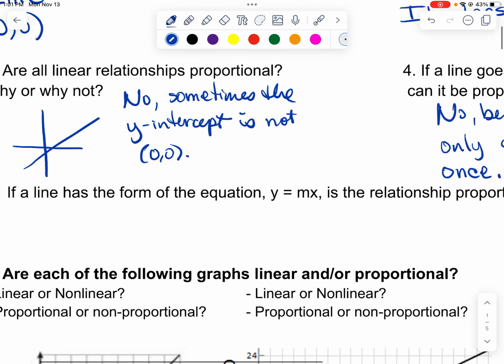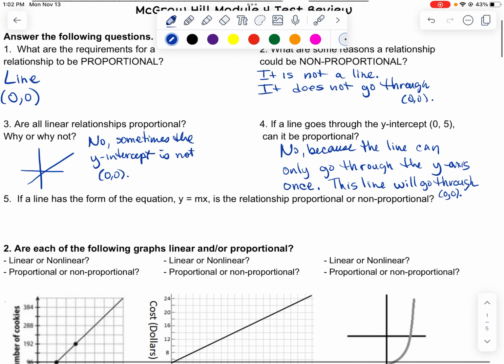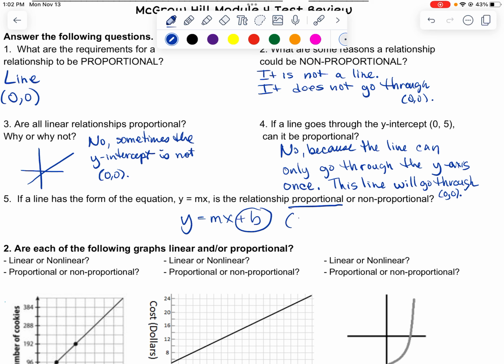Okay, so if a line has the form of the equation y equals mx, is the relationship proportional or non-proportional? It is proportional, because if this is the equation of the line and the b value has 0 as its y-intercept, and I plug in 0, that is just going to get me y equals mx.